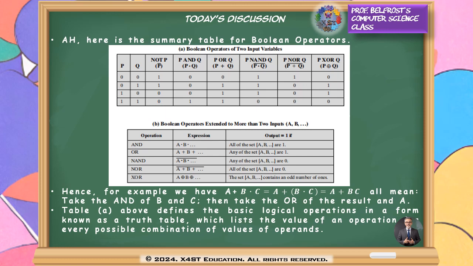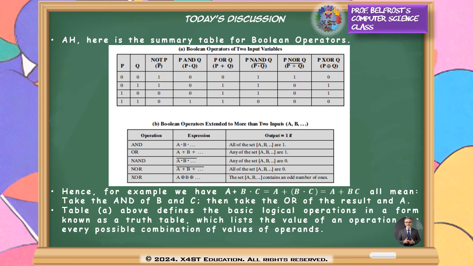Okay, for example, we have the expression a plus b, but let's see. Oh, I'm sorry, b dot c. So a plus b dot c can be expressed as a plus in parentheses b dot c, or a plus bc. That's the same. It means take the AND of b and c first, then take the OR with a. The table above defines the basic logical operations in a form known as the truth table.